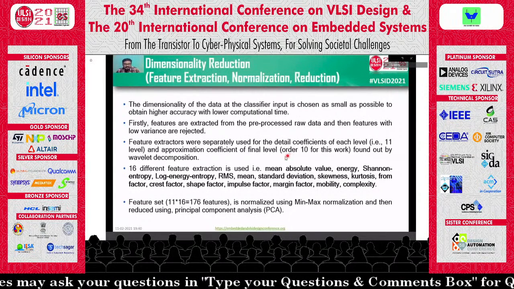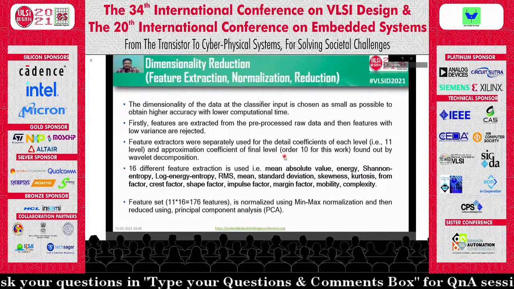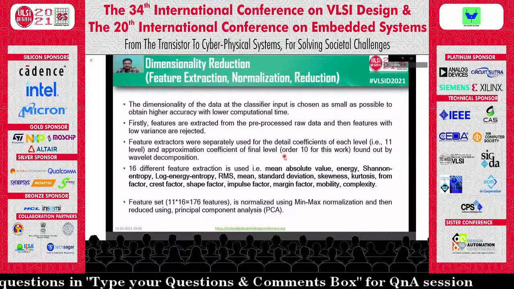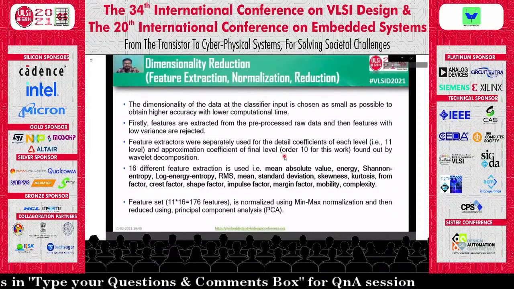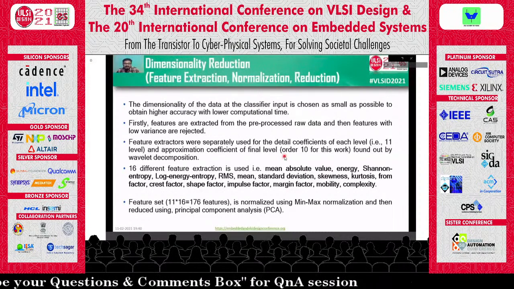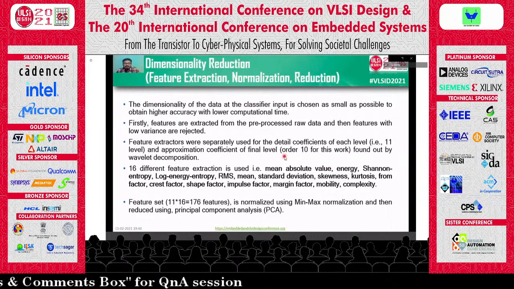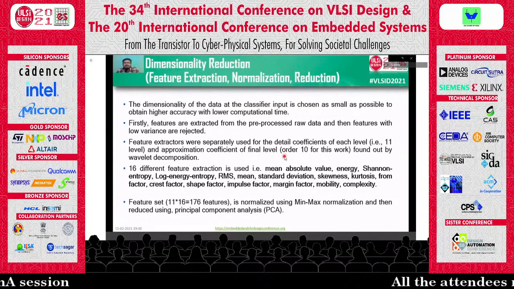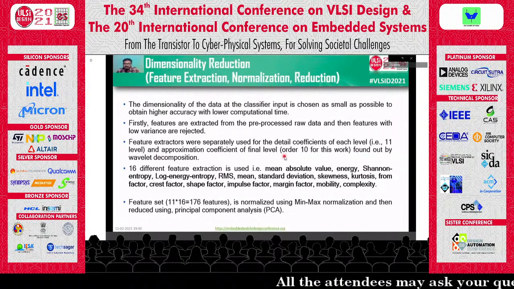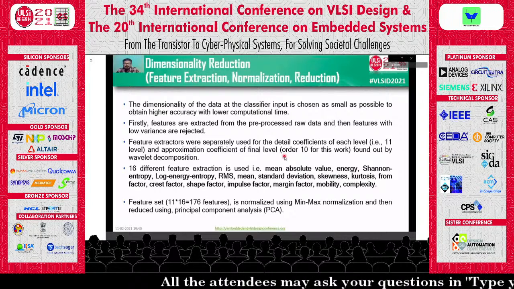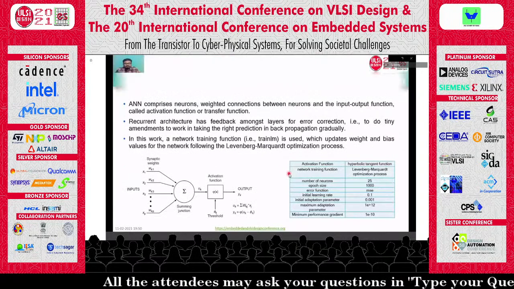The previous feature extractors were separately used for the detail coefficient of each level and the approximation coefficient of the final level, which is level 10 for this work, found by wavelet decomposition. So a total of 16 into 11, that is 176 features, are acquired. Min max normalization is then used to represent the dataset between 0 and 1. To reduce the size of the input dataset, principal component analysis has been used.